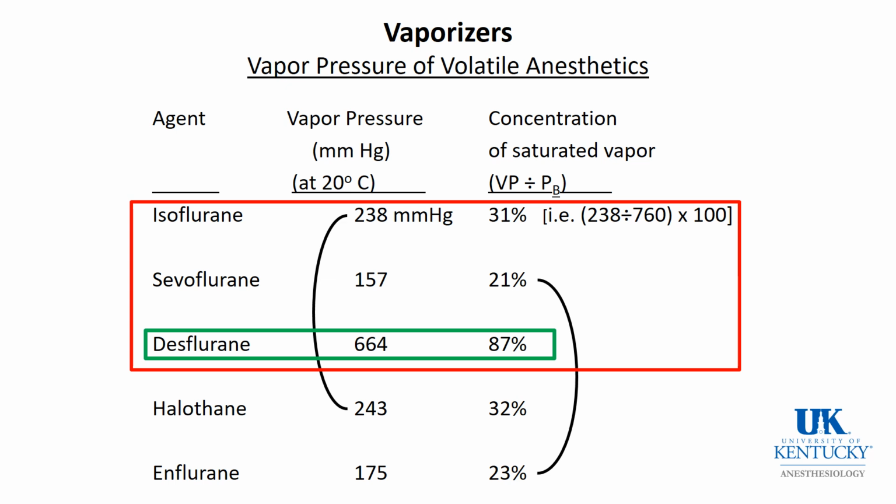For isoflurane, the vapor pressure is about 240 millimeters of mercury, and hence the concentration of isoflurane in the vapor sitting above the liquid is 31%. For sevoflurane, the vapor pressure is about 160, and the concentration above the liquid is 21%. Desflurane is unique in that the vapor pressure is very high, almost 664 millimeters of mercury, and the concentration of the vapor above the liquid is almost 90%.